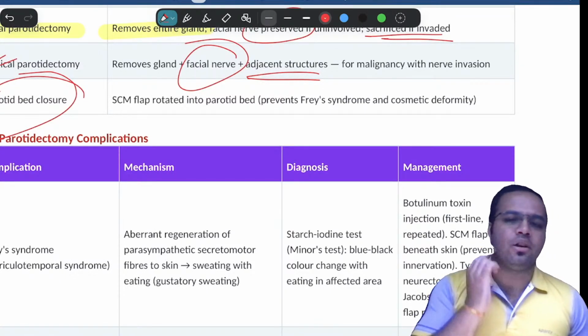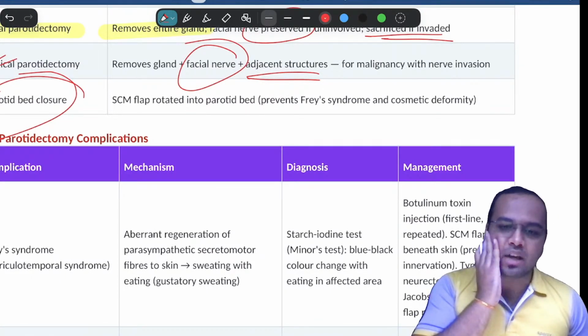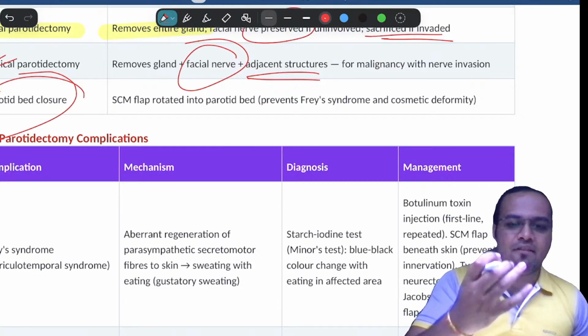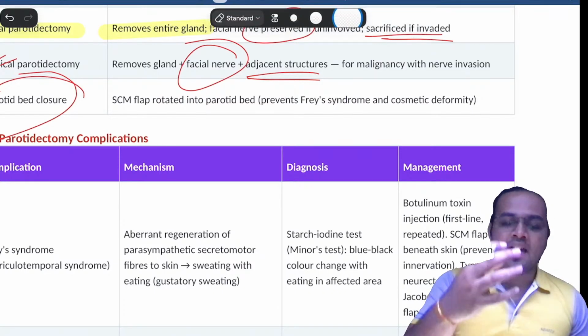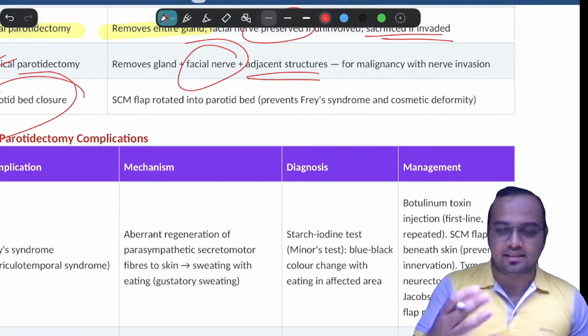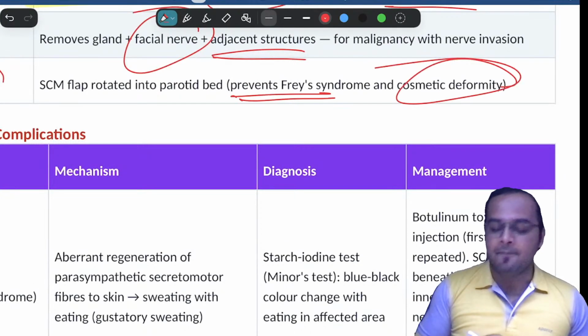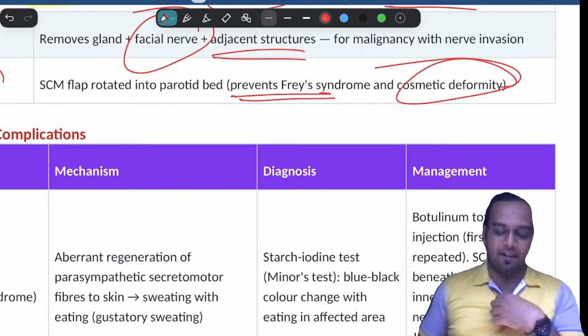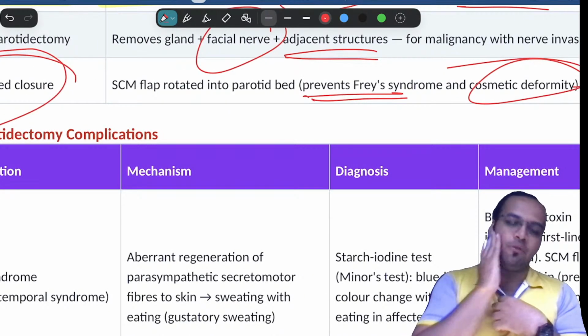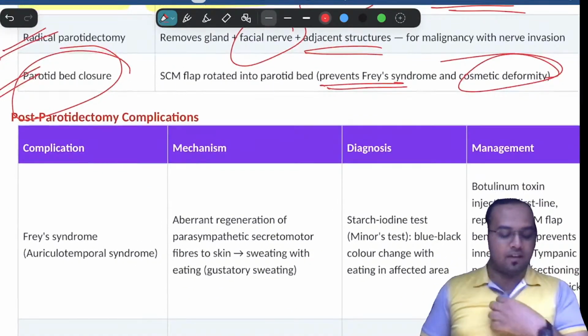So if you fix the sternocleidomastoid at that place, what is going to happen? Whenever the secretions are going to be stimulated, the sternocleidomastoid might be stimulated, and that is the reason it is going to prevent Frey syndrome. So it prevents Frey syndrome and also it might prevent the cosmetic deformity. The bulge that is going to appear will also stay like the sternocleidomastoid in the patient.